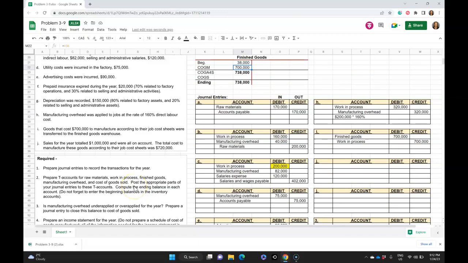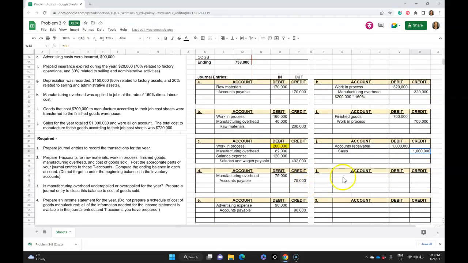Now in J, it says that sales for the year totaled 1 million and were all on account. The total cost to manufacture these goods according to their job cost sheets was 720,000. So the first thing we'll do is we'll record the sale. Because it said it's on account, I'm just going to put it into accounts receivable. And then sales is always a credit onto the income statement. And accounts receivable is just our customers owe us money, and when they pay us, then we'll put it into cash.